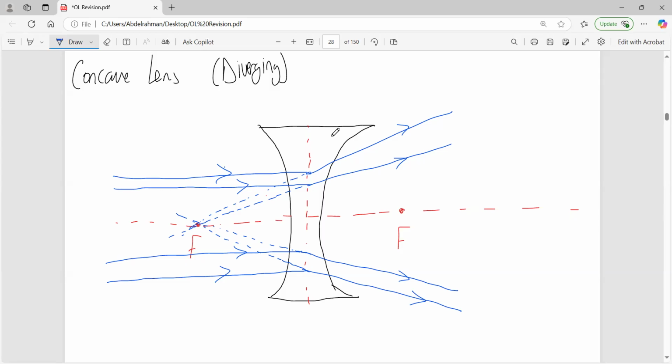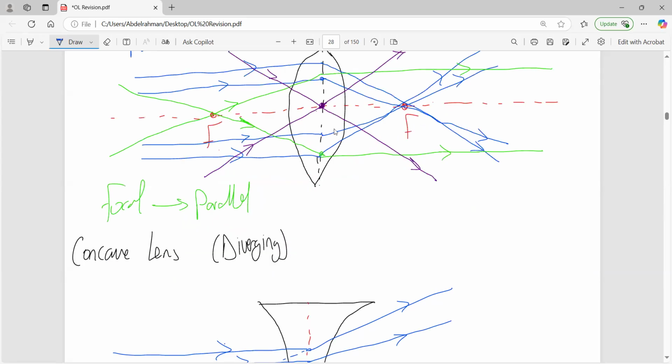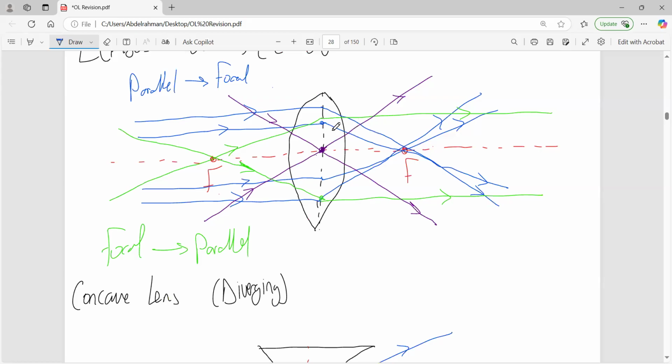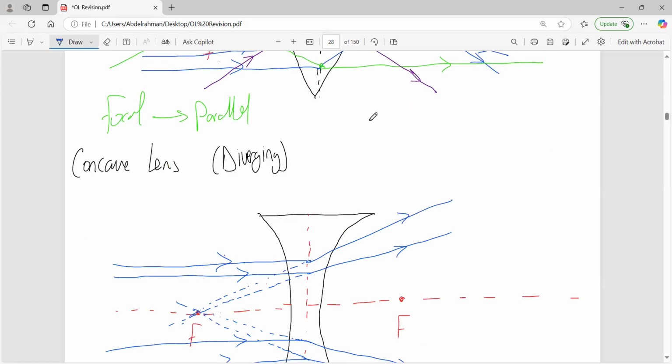Now we have convex lens. These are concave lens and these are convex lens. How can we use them?